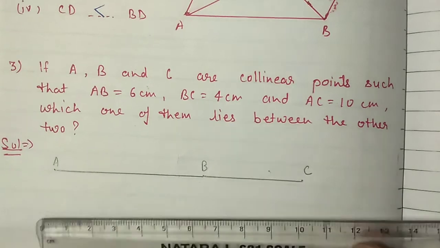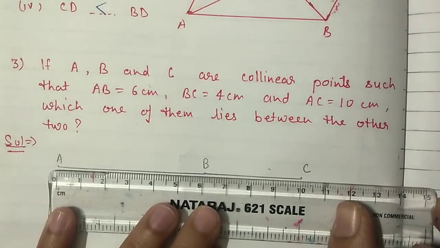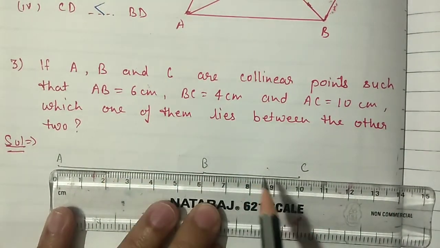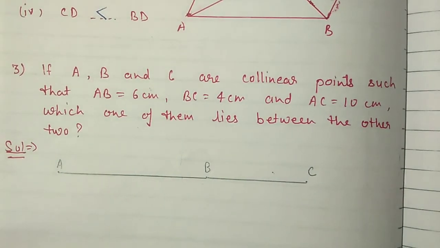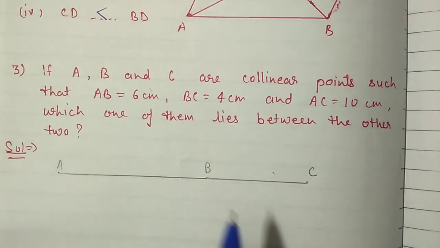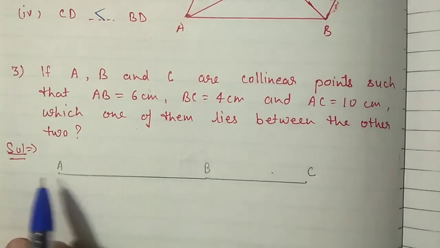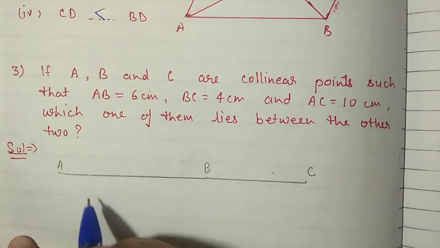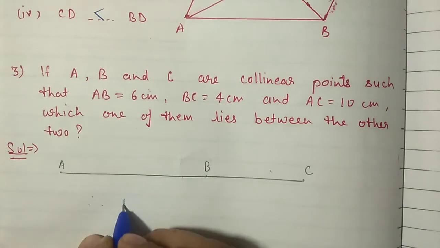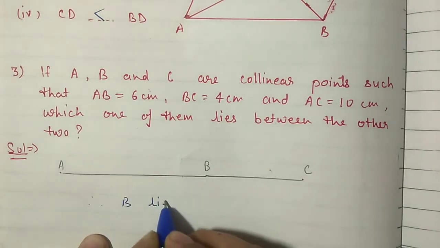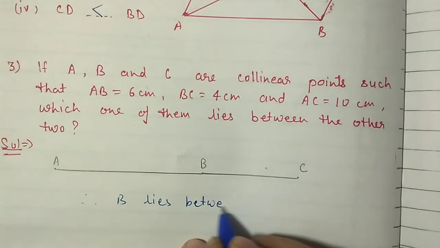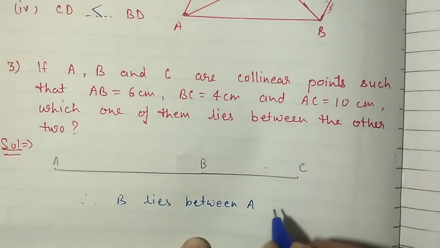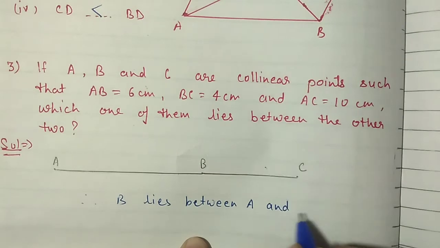And A to C, if you measure, it is coming 10 cm. 6 plus 4, 10 cm. Now the question is which one of them lies between the other two? So you can see it is clear B is lying between A and C. So therefore B lies between A and C.